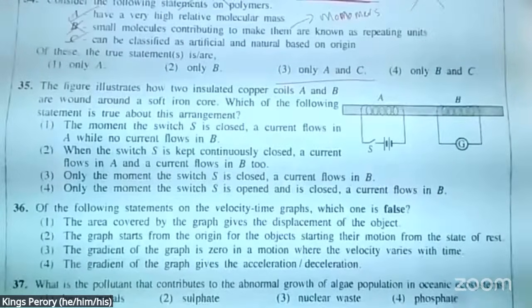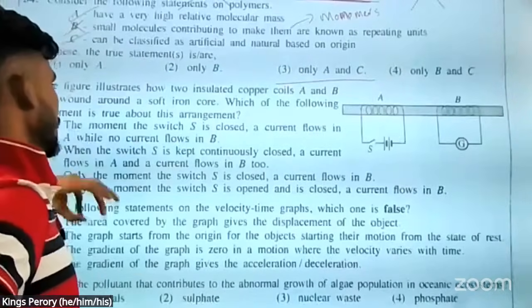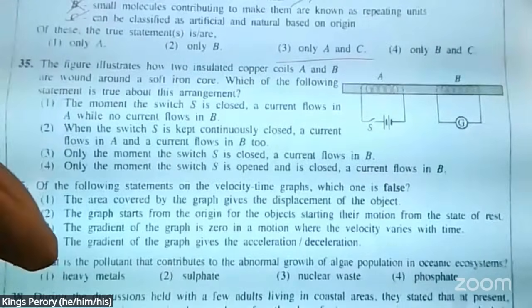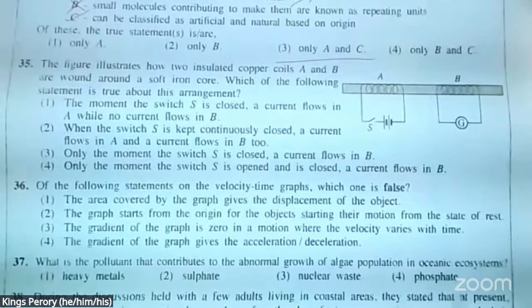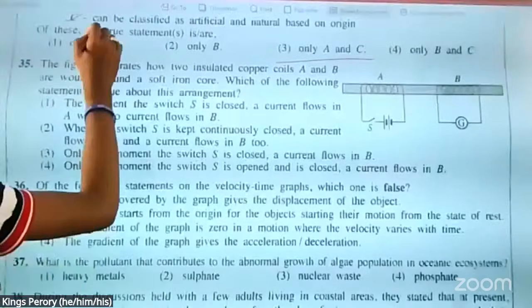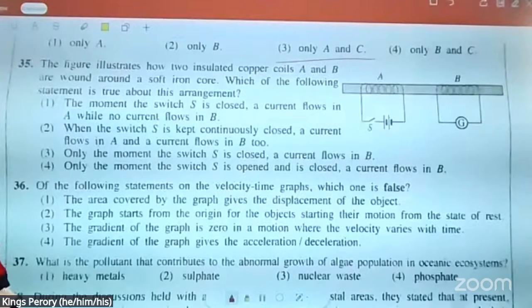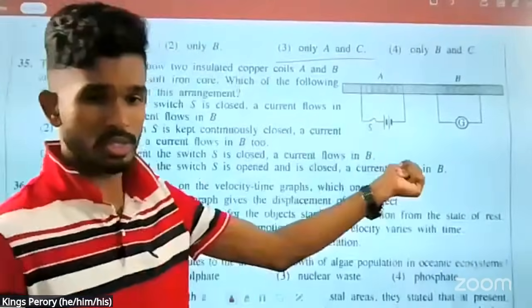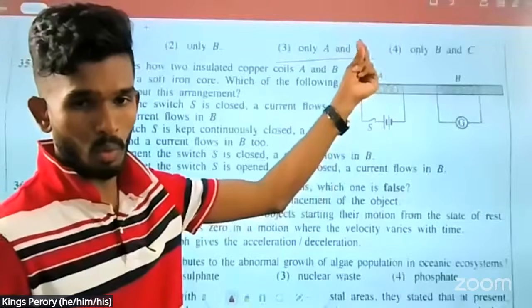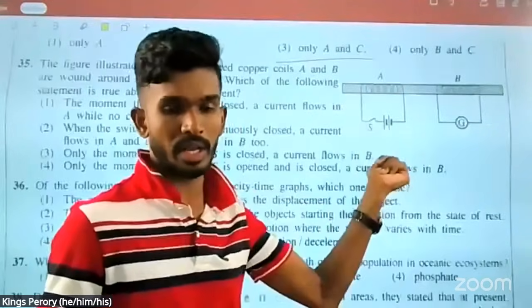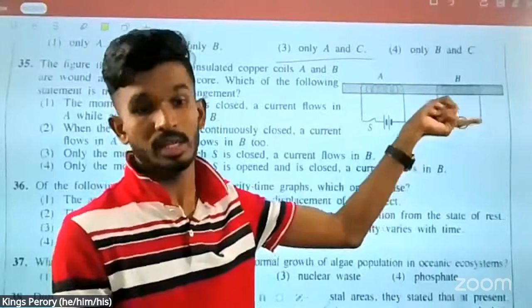The figure illustrates how two insulated copper coils A and B are wound around a soft iron core. Which of the following statements is true about this arrangement? 1. The moment switch S is closed, current flows in A while no current flows in B. The moment you close it, you are creating a variable current. The moment you create a variable current, here there will be a current or no current? There will be a current.